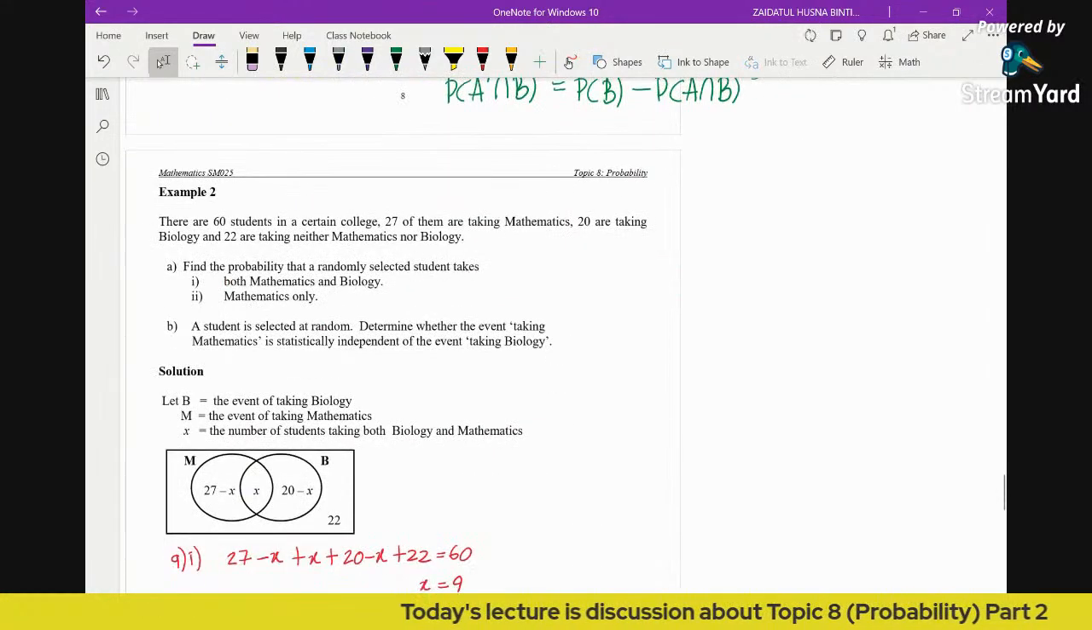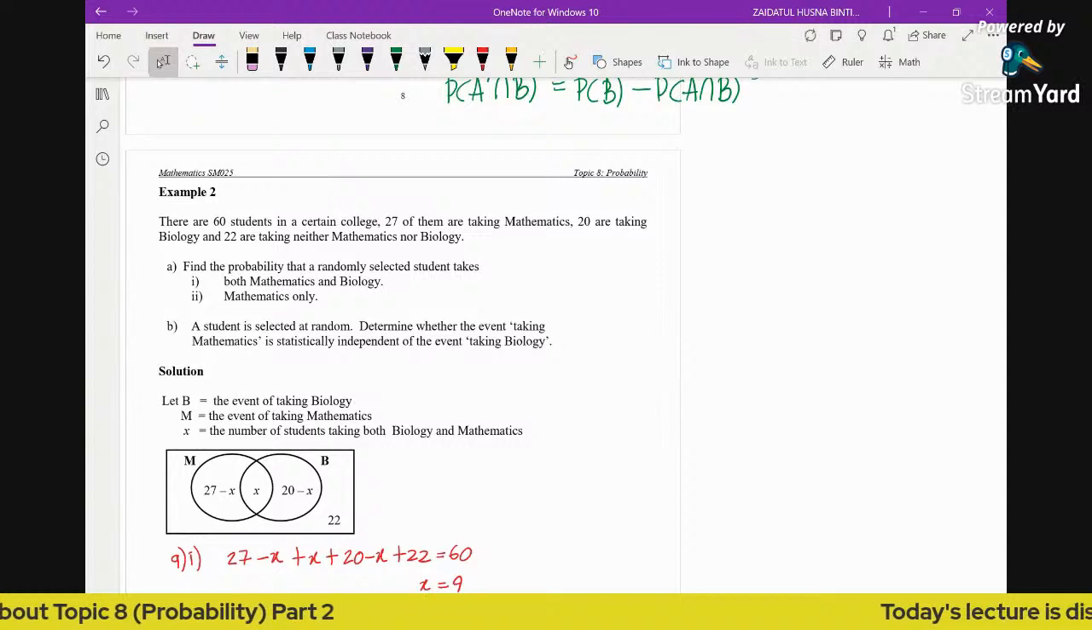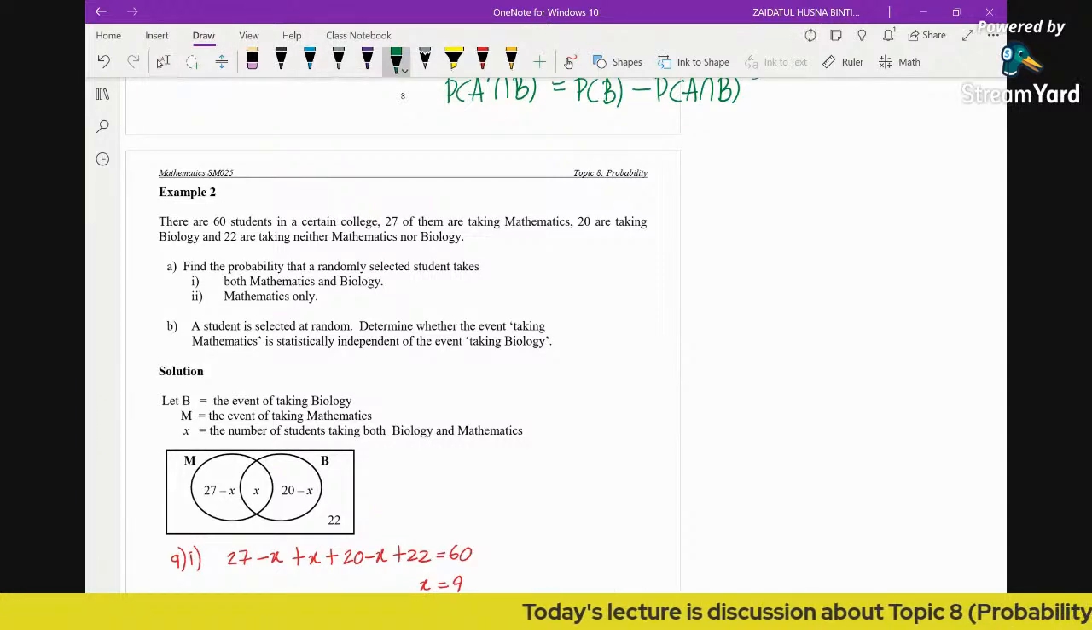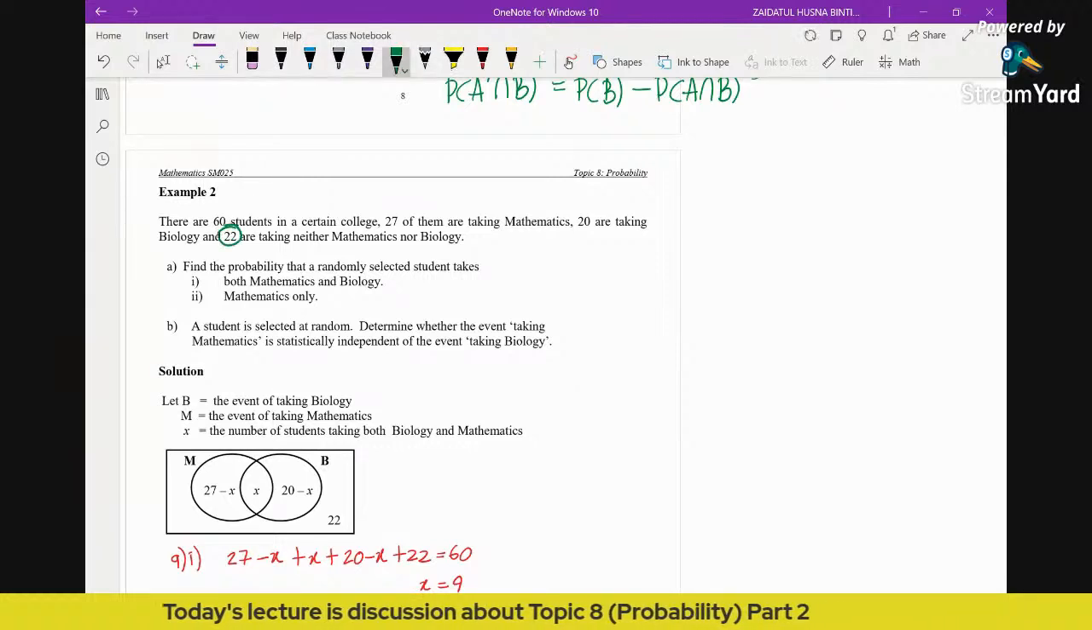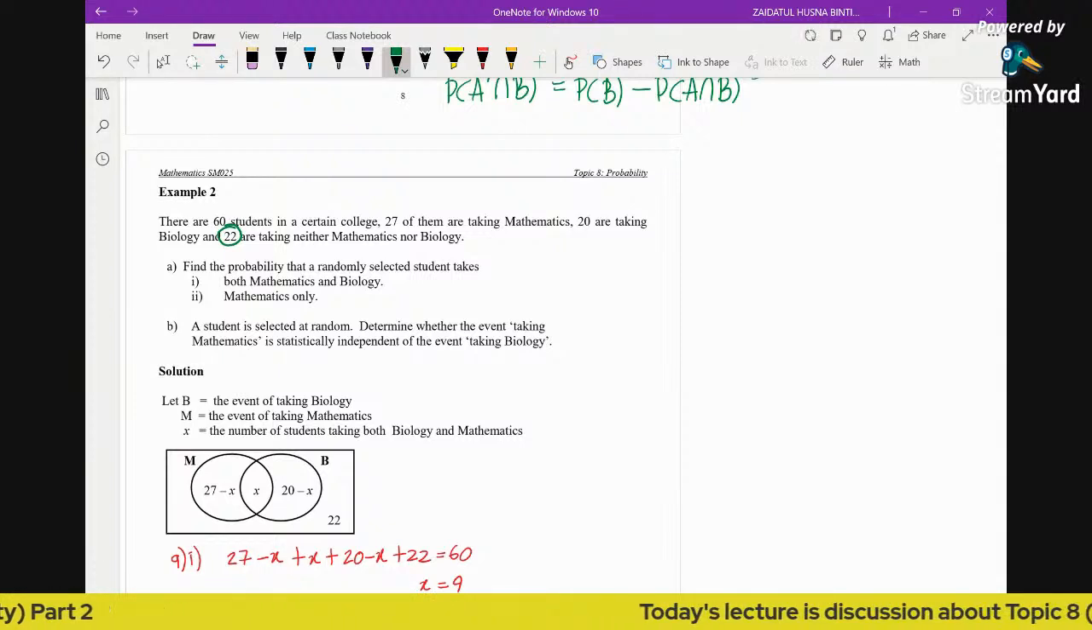Example 2. There are 60 students in a certain college. 27 of them are taking maths, 20 are taking biology, and 22 are taking neither maths nor biology. So the 22 here are not taking maths and not taking biology. How do we put all the values into the Venn diagram?